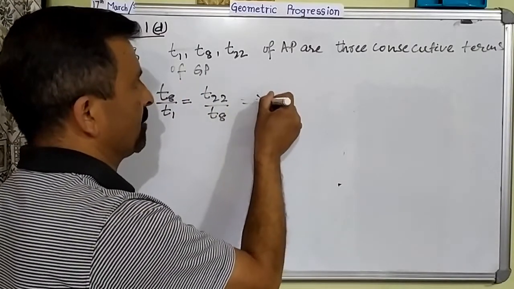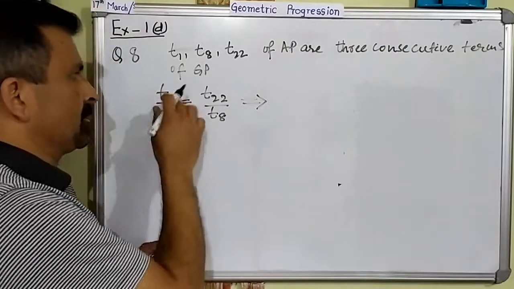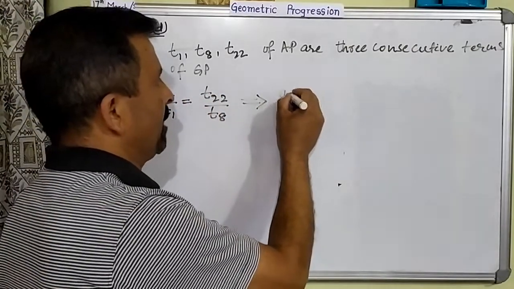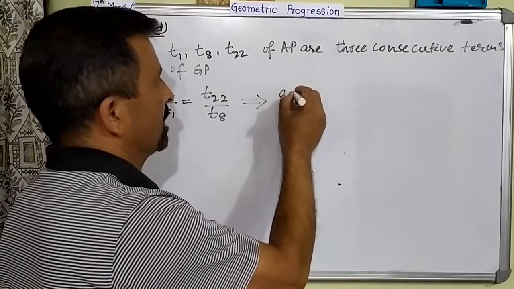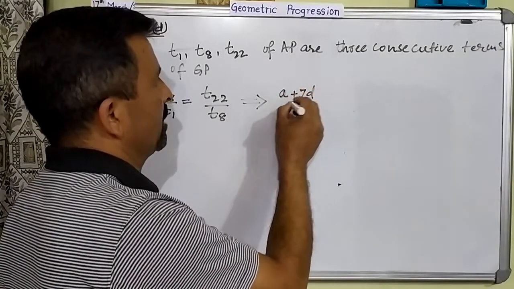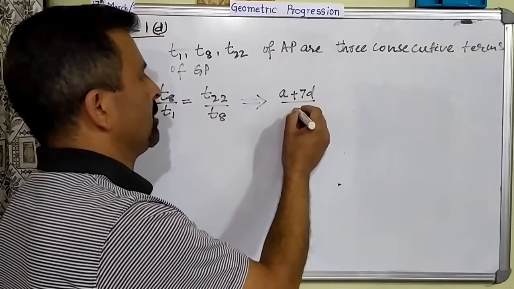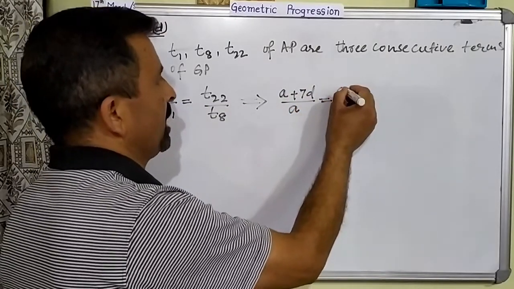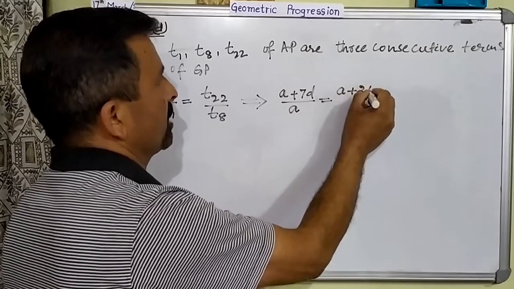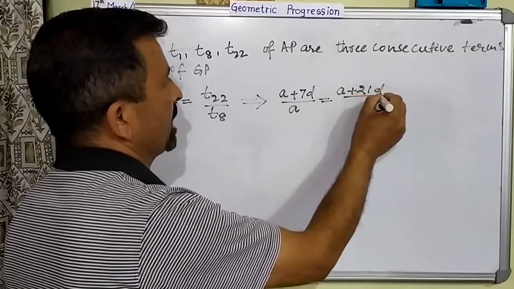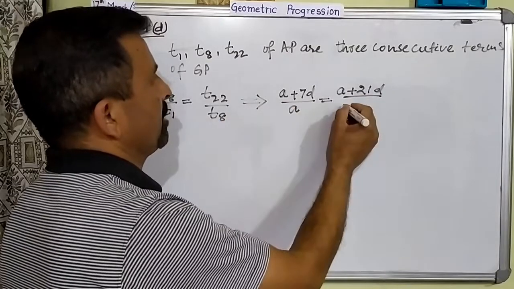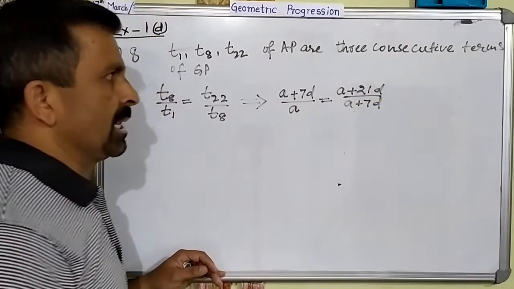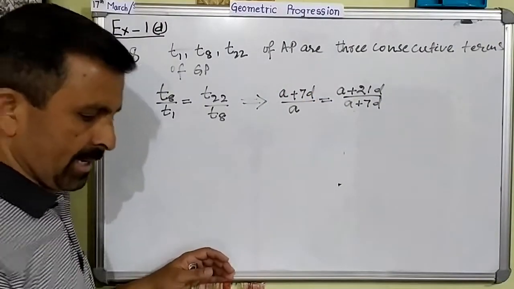Now we can expand it. We can write this by using the AP formula for the nth term. This will become A plus 7D divided by the first term, which is simply A, is equal to A plus 21D divided by the 8th term, that is A plus 7D. Hope this is clear. Now we will simplify and see what we can get.